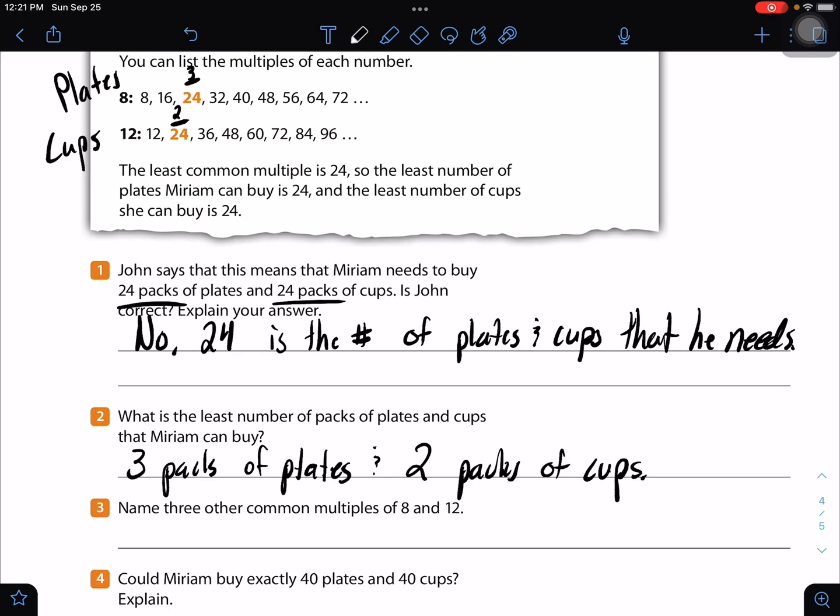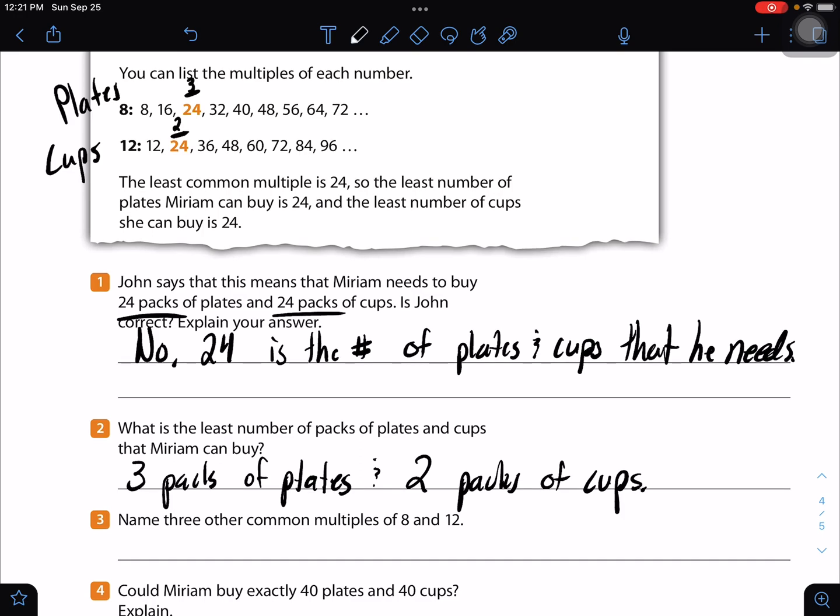Name 3 other common multiples of 8 and 12. Well, hopefully you were paying attention to the list and the skip count up here. I see that 48 is a common multiple of each of those. And I also see that 72 is a common multiple of each of those. So I know that 48, I know that 72, and then I don't quite have another number listed, so I could keep going. 72 plus 8 is 80. Then I would have 88, and then I would have 96. I can see that that's where my next common multiple comes.